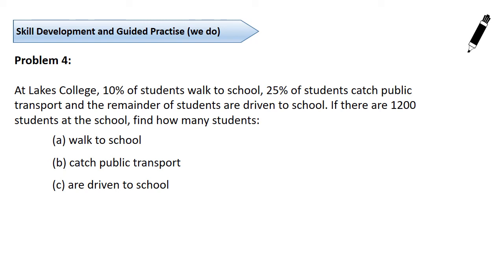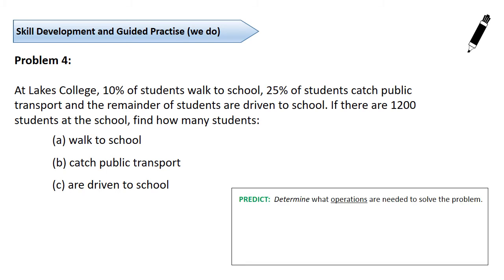Question number 4. At Lakes College, 10% of students walk to school, 25% of students catch public transport, and the remainder of students are driven to school. If there are 1,200 students at the school, find out how many students walk to school, catch public transport, and are driven to school. So highlight the important information.